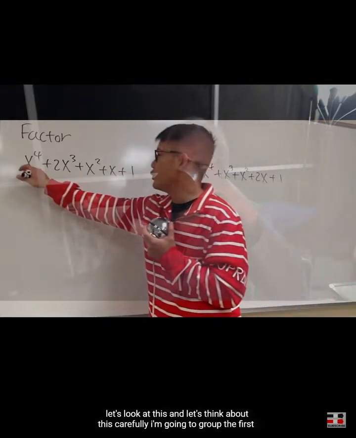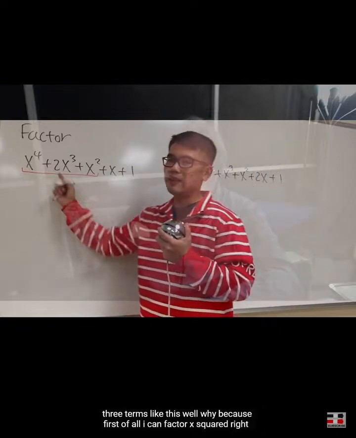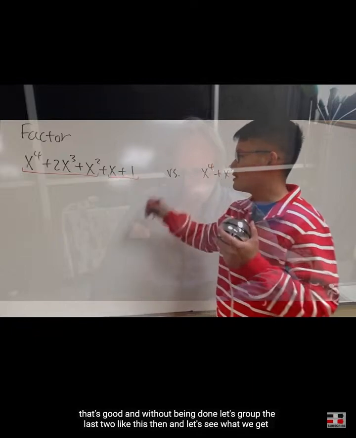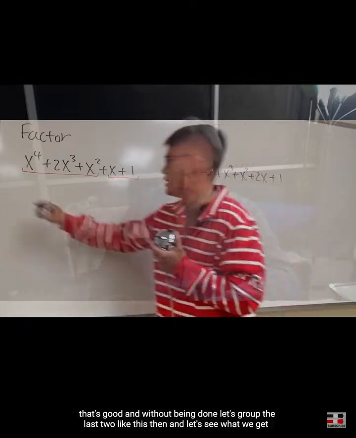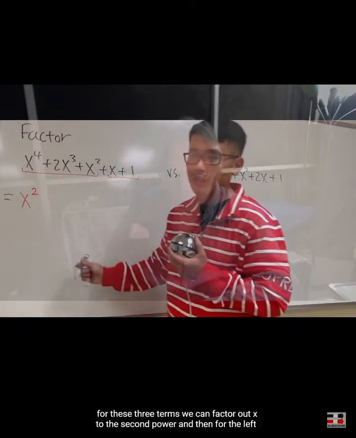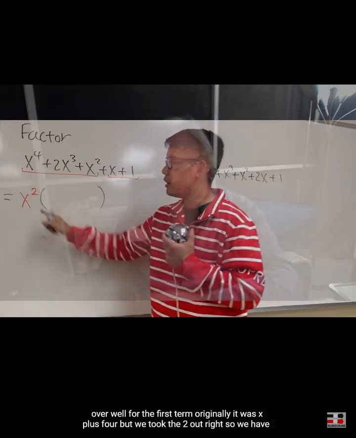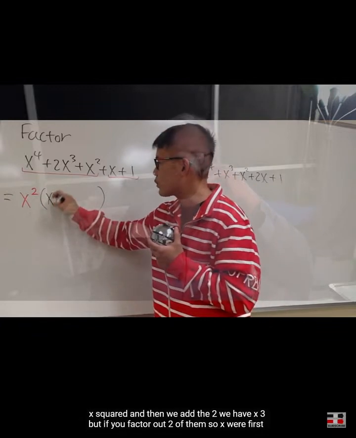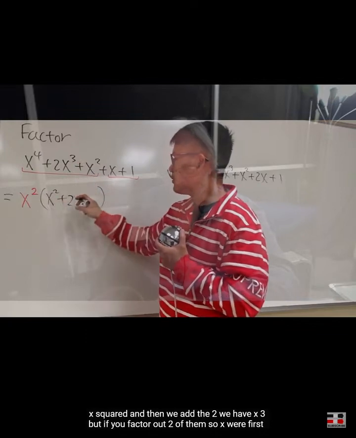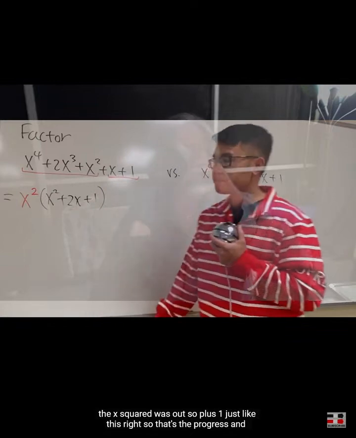I'm going to group the first 3 terms like this. Why? Because first of all, I can factor out x squared, right? That's good, and without being done, let's group the last 2 like this then, and let's see what we get. For these 3 terms, we can factor out x to the 2nd power, and then for the leftover, the first term, originally it was x to the 4, but we took the 2 out, right? So we have x squared, and then we add the 2. We have x to the 3rd, but we factor out 2 of them, so x to the 1st. The x squared was out, so plus 1, just like this, right?